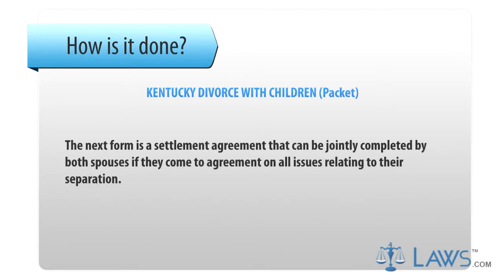Step 5. The next form is a settlement agreement that can be jointly completed by both spouses if they come to agreement on all issues relating to their separation.